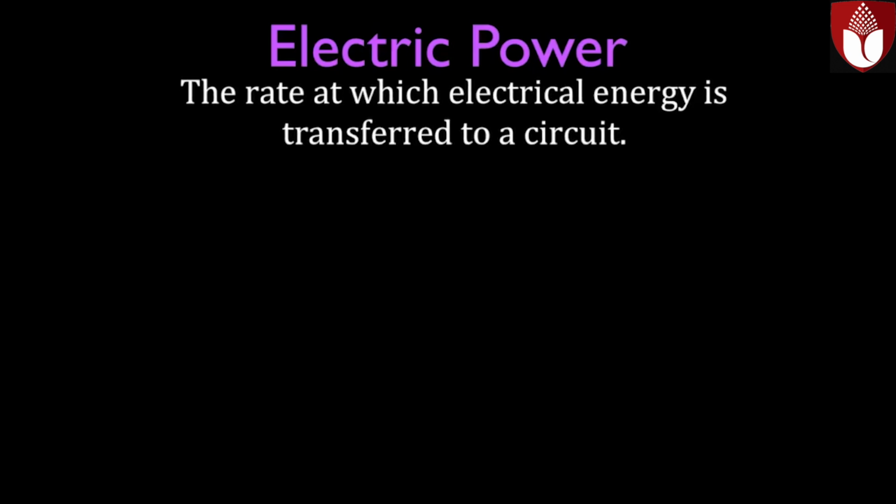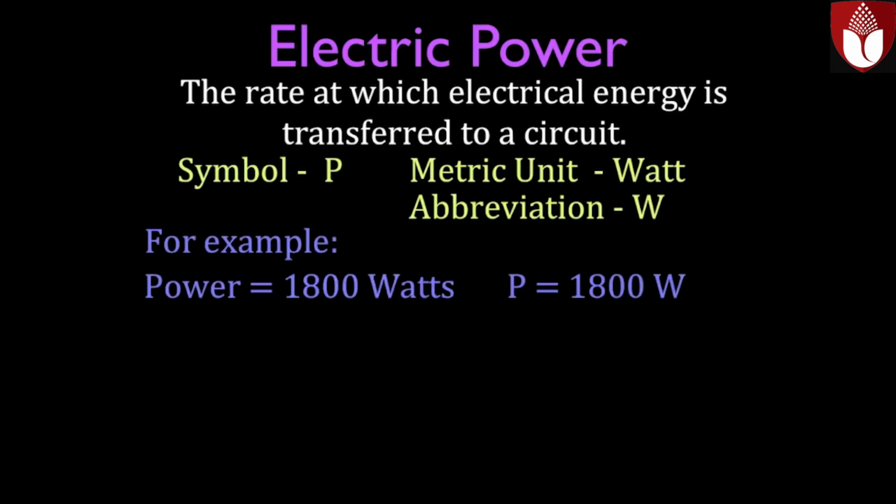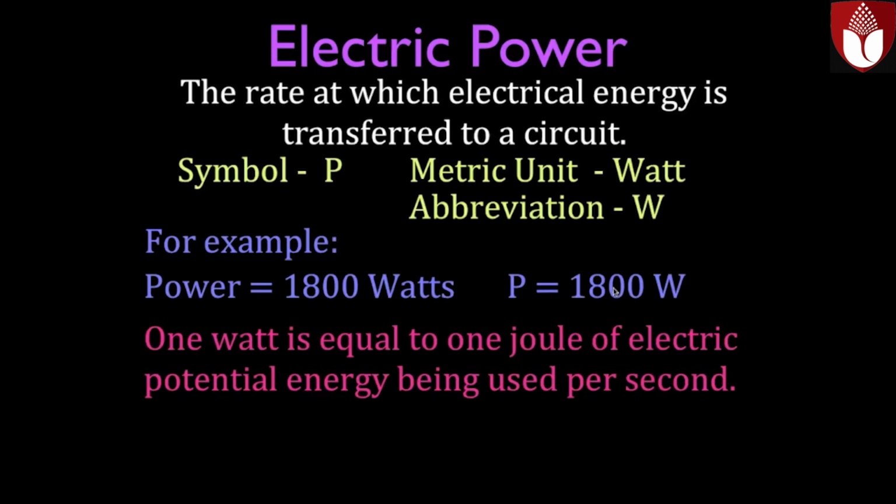All right, now for some real basics about electric power. Electric power has the symbol P. It has the units of the watt, which has the abbreviation capital W. For example, we would say the power is equal to 1800 watts. We write P is equal to 1800 W. One watt is equal to 1 joule of electric potential energy being converted or used every second. So we say that a watt is the abbreviation for a joule per second.